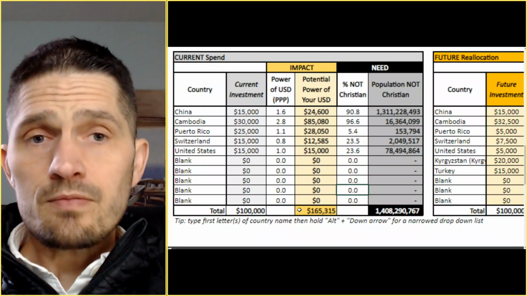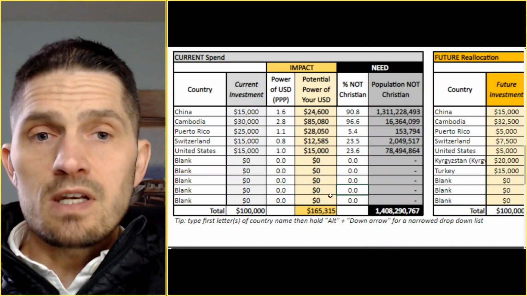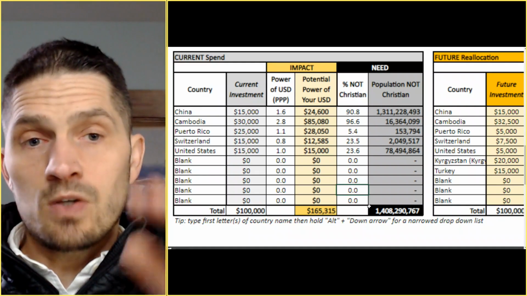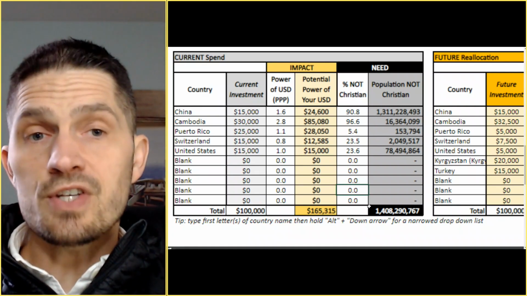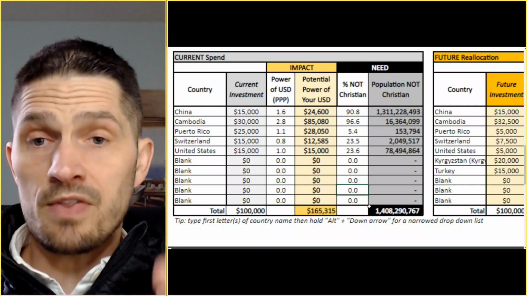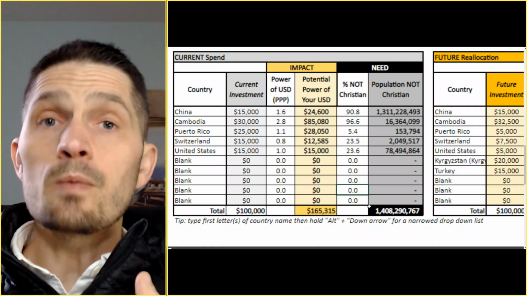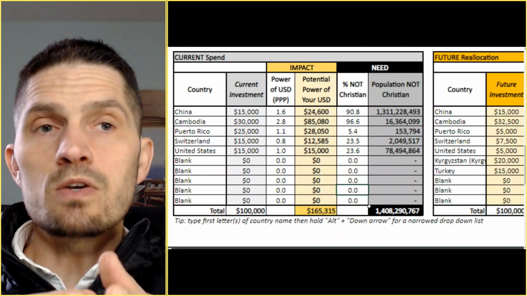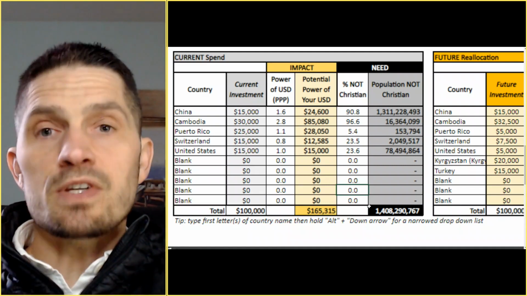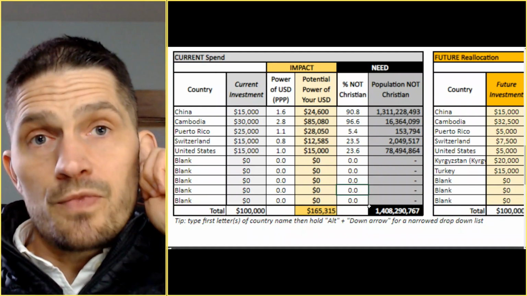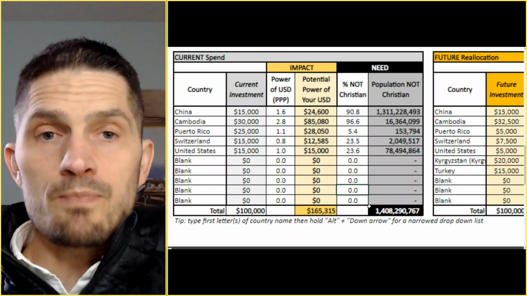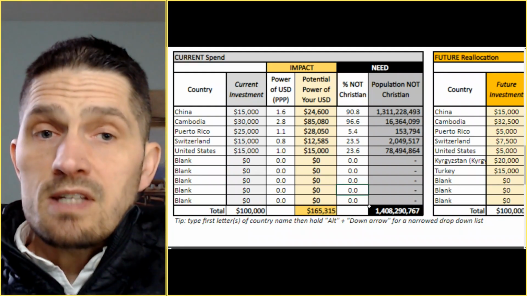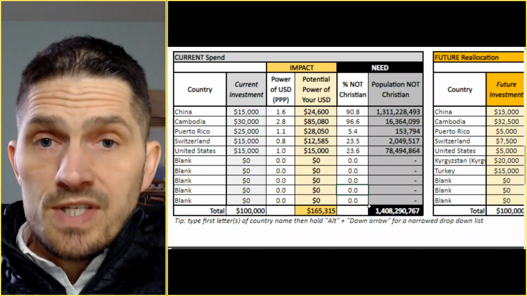And then next, you'll see the need. You'll see that it totals the total population of countries that are not Christian, which you're investing in, which is 1.4 billion. So again, not that your dollars are going to go to every single one of those, but it's showing you the amount of people that your dollars could be impacting, right? So those are kind of important table stakes. And this, again, is focusing on the current state.